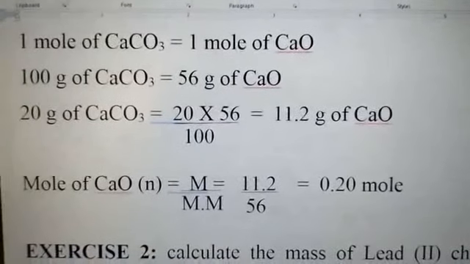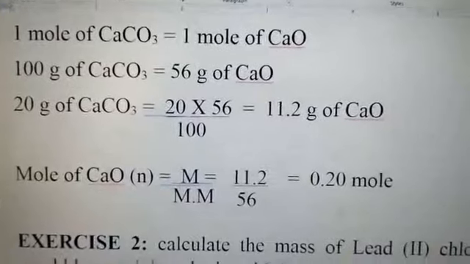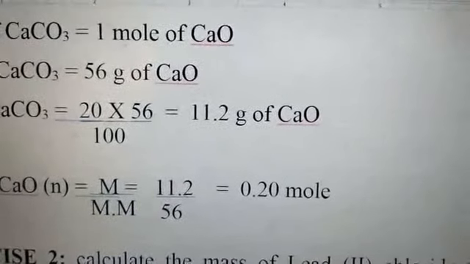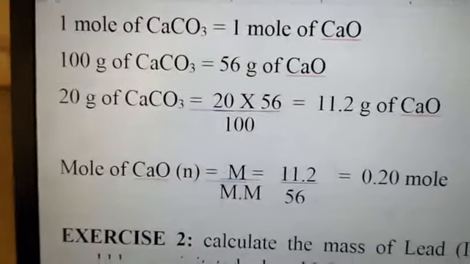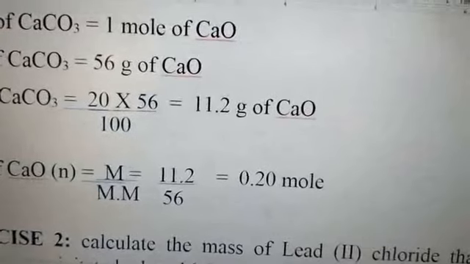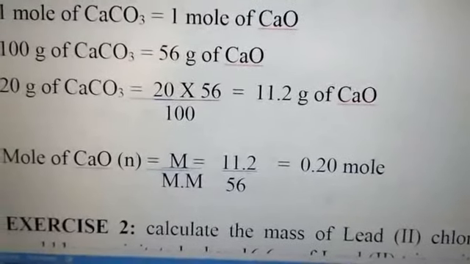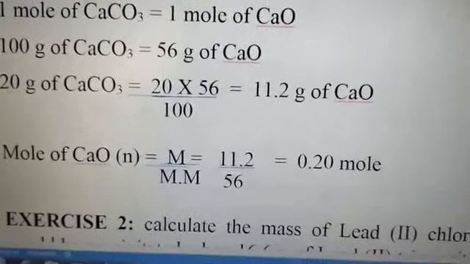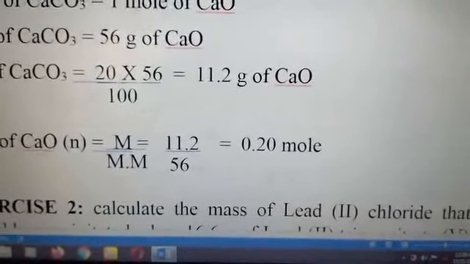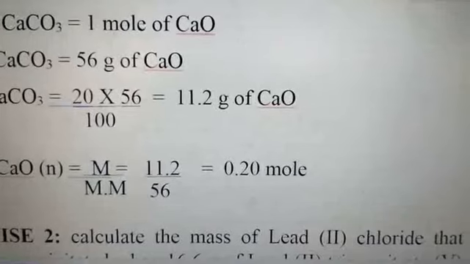Then the mole of calcium oxide. Since we're looking for moles, not mass, we need to convert this mass of calcium oxide, which is quicklime, to moles. You know that mole is mass over molar mass. So the mass of calcium oxide produced is 11.2. The molar mass of calcium oxide, which I calculated before, is 56. When I have 11.2 over 56, that gives us 0.20 mole of calcium oxide, or quicklime, produced.